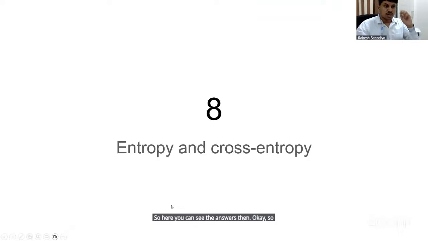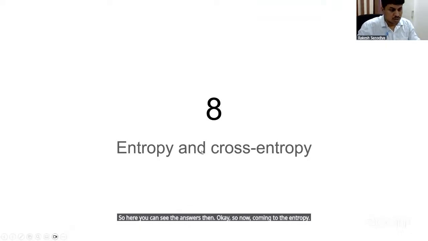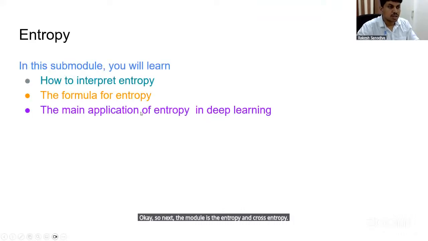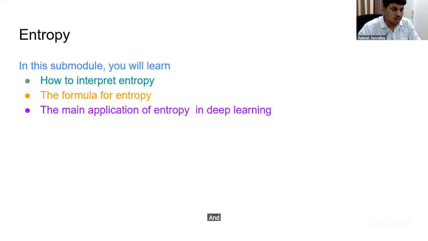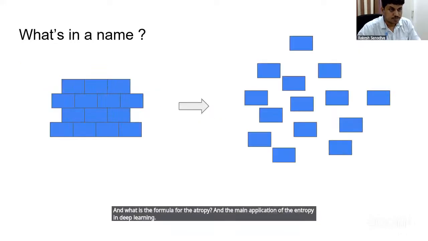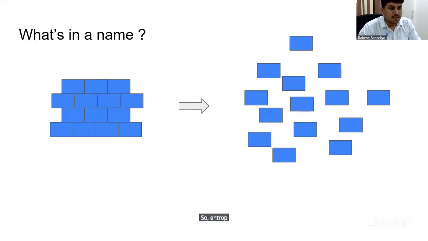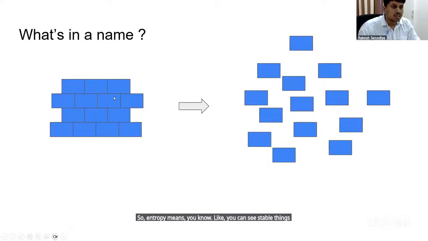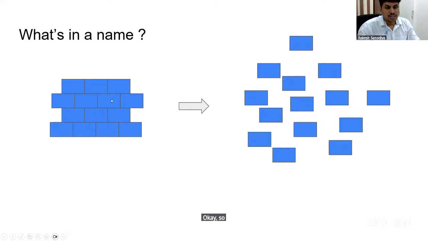Okay, so now coming to the entropy. The next module is entropy and cross entropy. In this submodule, you will learn how to interpret entropy, what the formula for entropy is, and the main application of entropy in deep learning. So entropy means, like you can see stable things, right? Initially the things are very stable. When these things become scattered, then some randomness or scatteredness comes, and only then does entropy come into the picture.